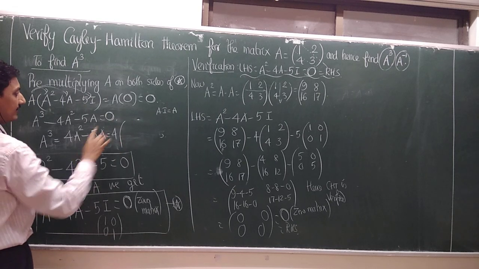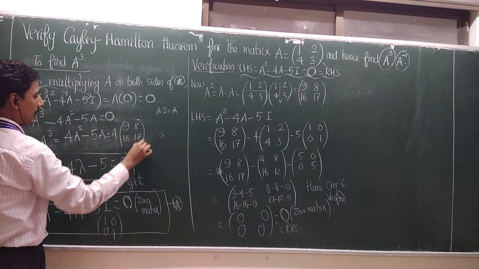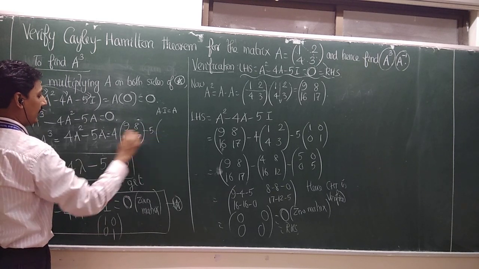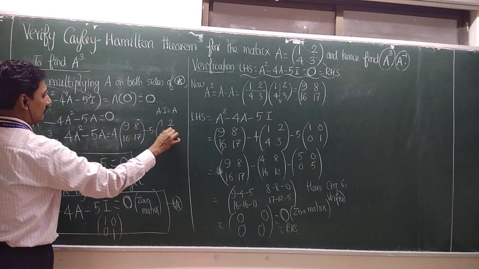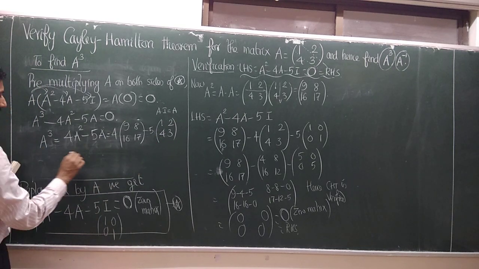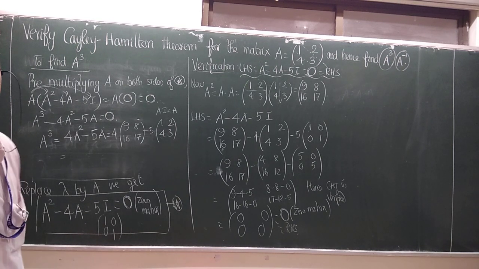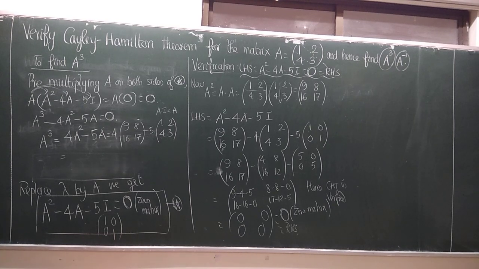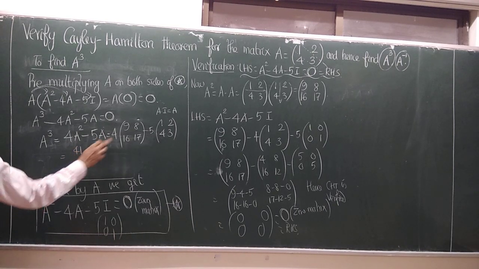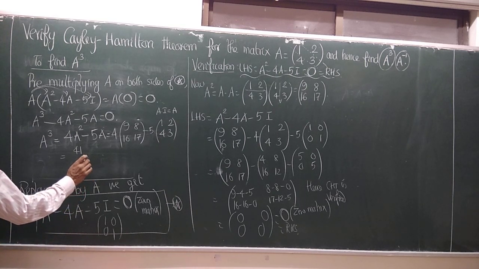Now we already know the A squared value: 9, 8, 16, 17. Now minus 5 into A, which is the given matrix 1, 2, 4, 3. So let us simplify this. 4 nines are 36. 36 minus 5 is 31, so 31 is the answer. Then 4 eights are 32, and 32 minus 10.